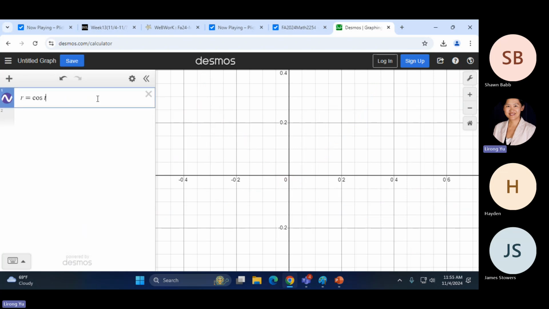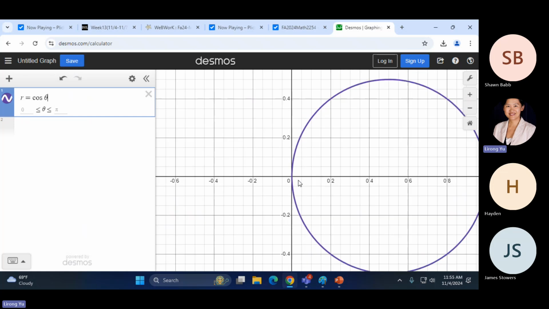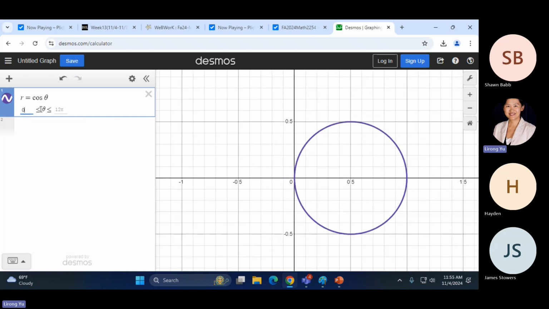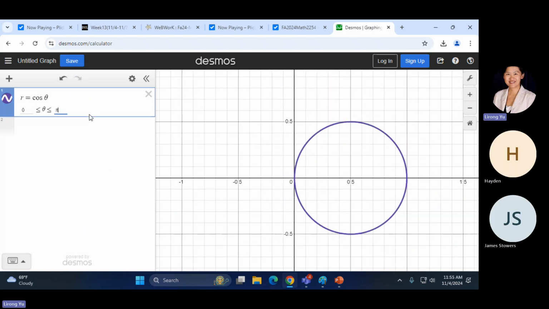R equal to cosine theta. You can see, let's zoom out. If you set 0 to pi, that's already the whole circle. So we should have 0 to pi. The revolution repeats. If you have pi over 2, that's a half circle, and if you have 3 pi over 2, it's already a full circle. So pi over 2 is a little too large. Pi will be. Are we okay?